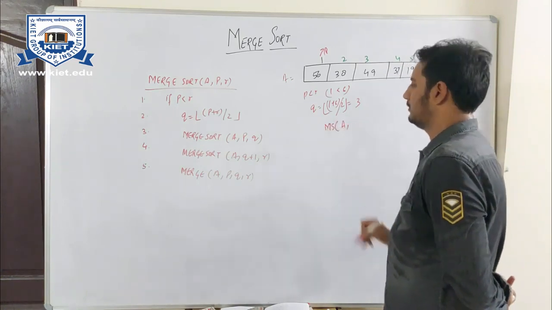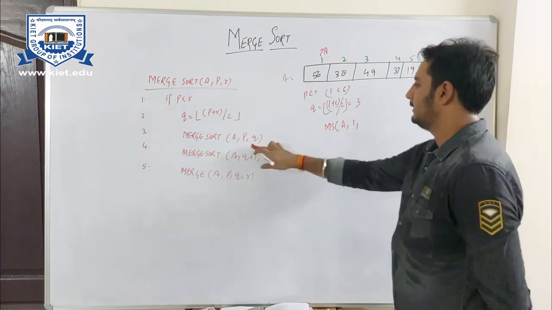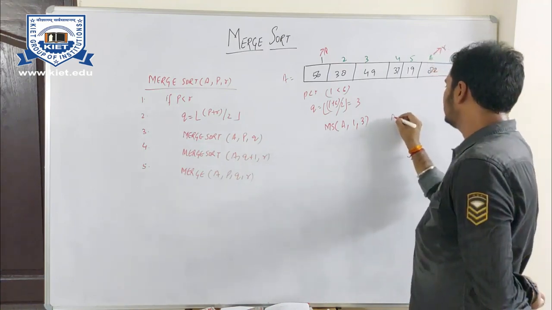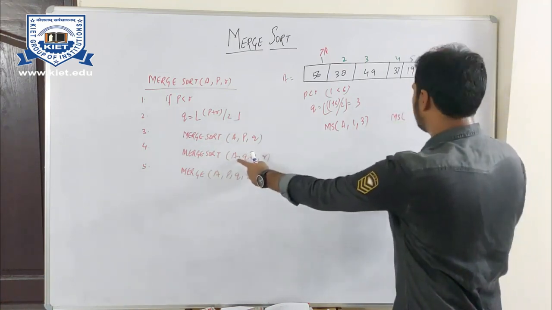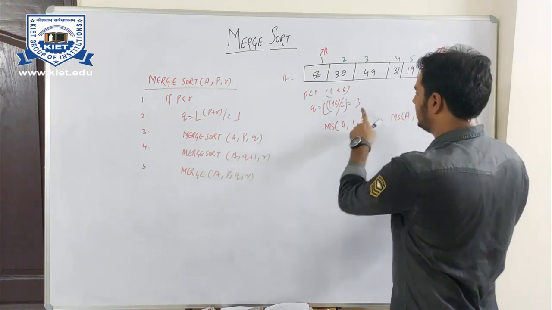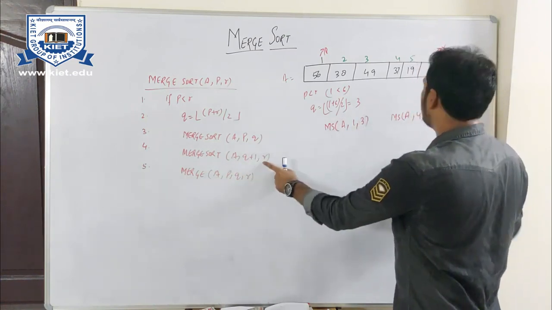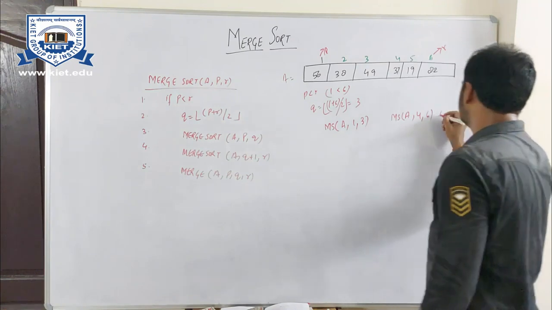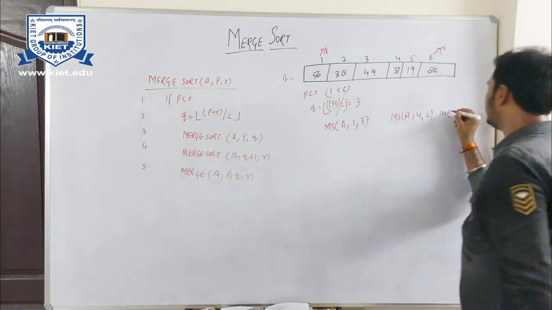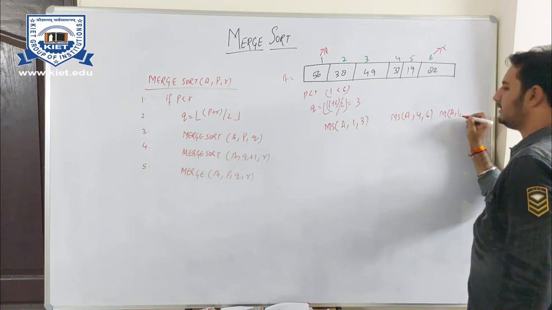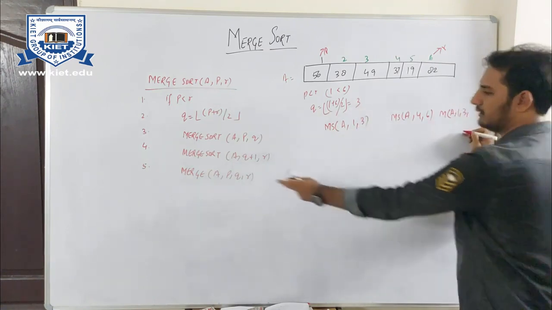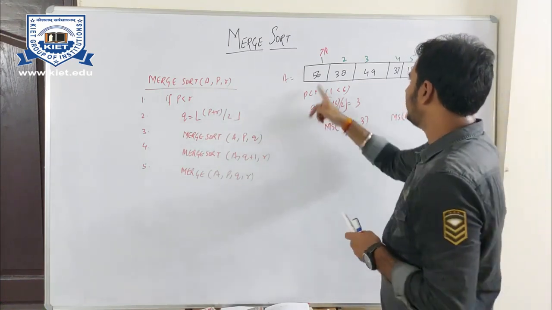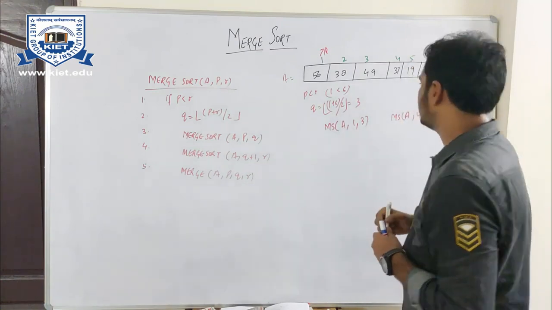on this array A from p, that is 1, till q, which is 3. And in the next step we will call merge sort on array A from q plus 1, that is 3 plus 1, that is 4, till r. r is 6, and then we will call merge on the array A from 1, 3 and this 6.